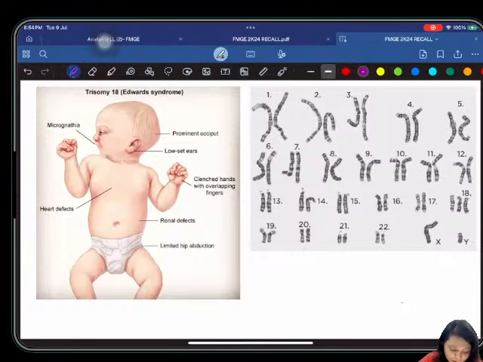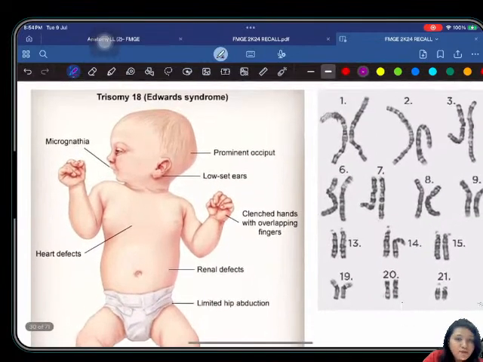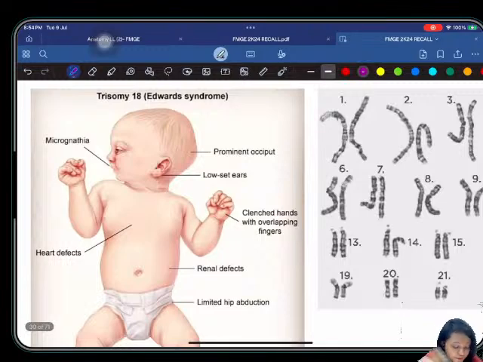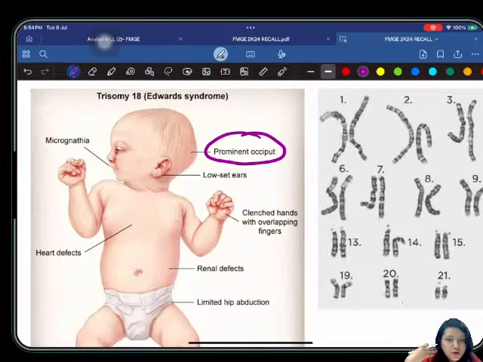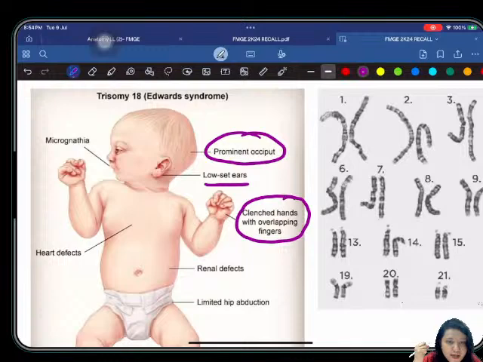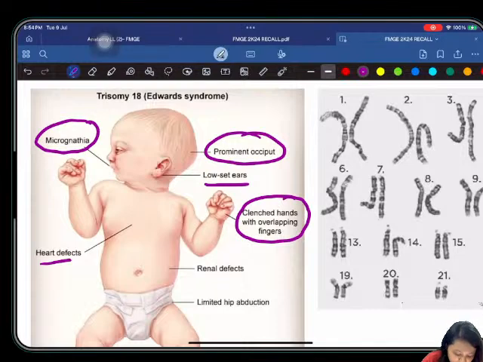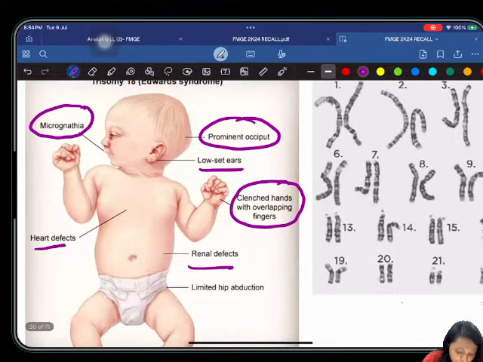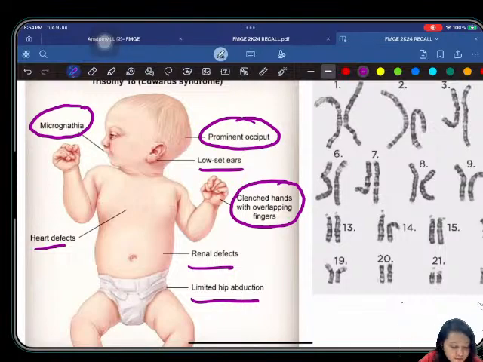Now in Edwards syndrome, what are the prominent features? You will have a prominent occiput. The ears will be very low set. Typical clenched hands with overlapping fingers. There will be heart defects. There will be micrognathia, a small mouth, renal defects and limited hip abduction. So these are the typical clinical signs and symptoms of Edward.